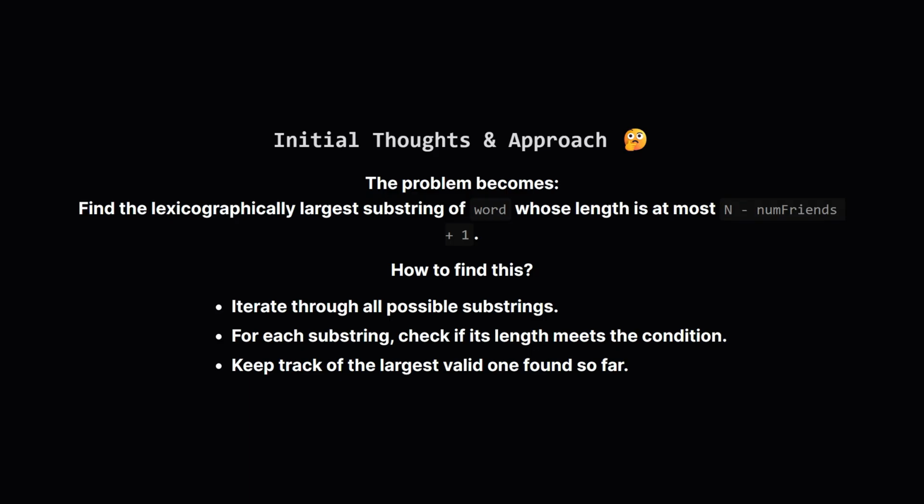Okay, so how do we find that? A straightforward idea is to just look at all possible substrings of the word. For every substring we find, we first check if its length is within our allowed maximum. If it is, we then compare it to the largest valid substring we've found so far. If this new one is lexicographically larger, it becomes our new champion. We repeat this for all substrings, and the champion we have at the end is our answer.